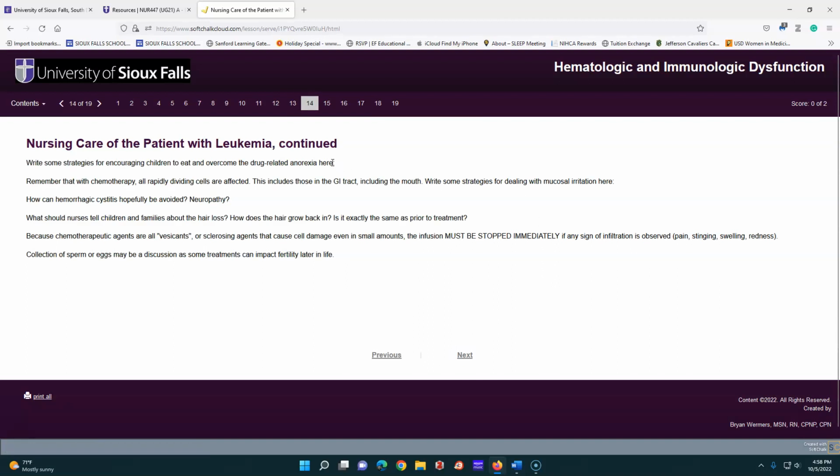So anorexia is a big thing with these patients. They don't feel good. They don't want to eat. Sometimes the chemotherapy makes them nauseous to smells and different things like that. So think about those different ways we can get them to eat and drink. Have those little med cups, having tea parties, having sticker charts. Make sure it's the stuff that they want.